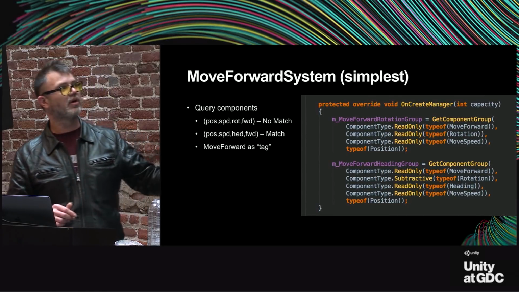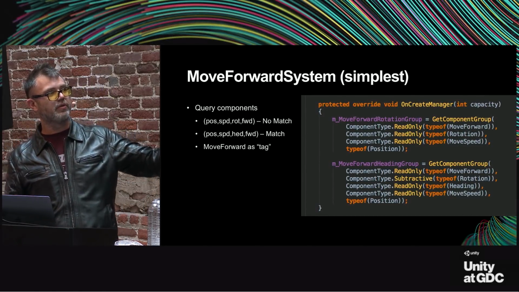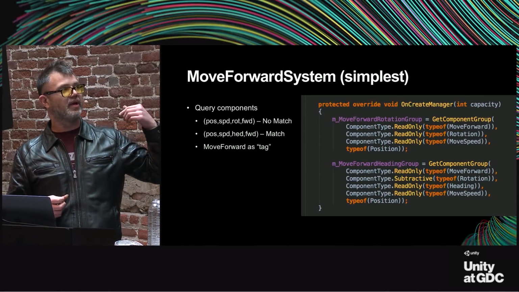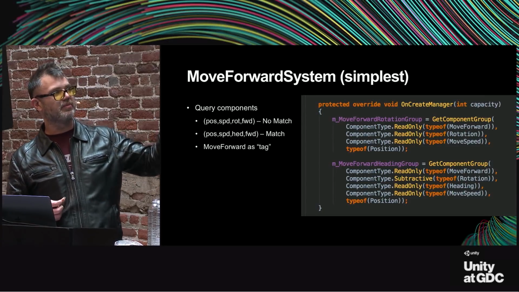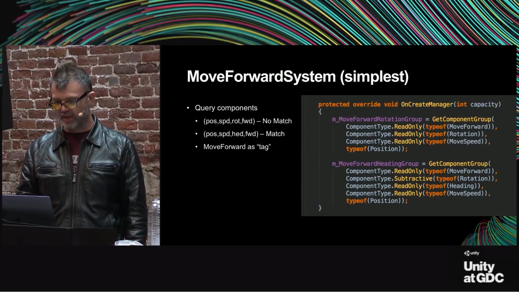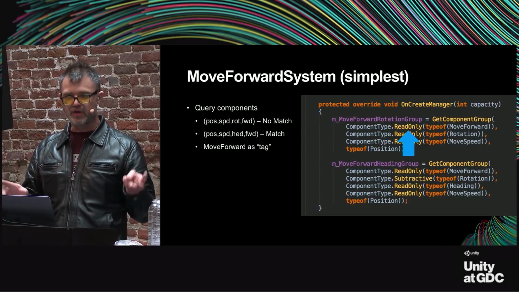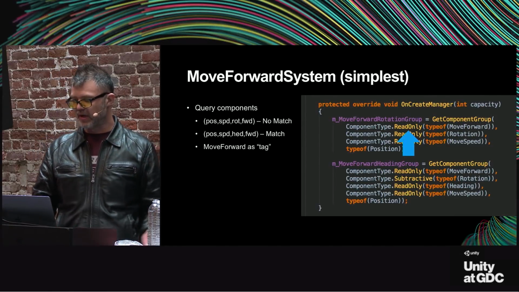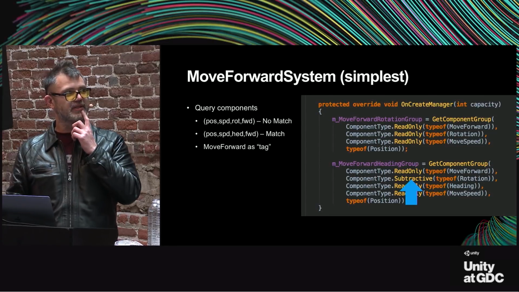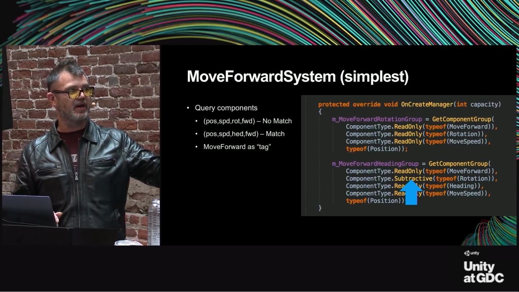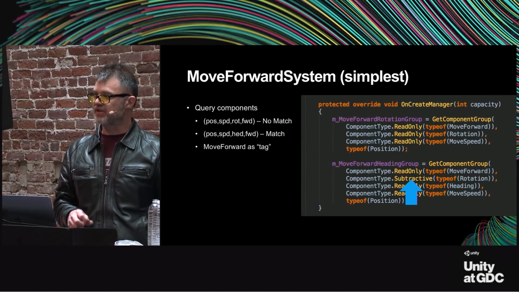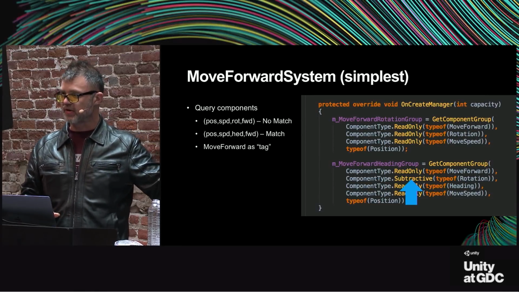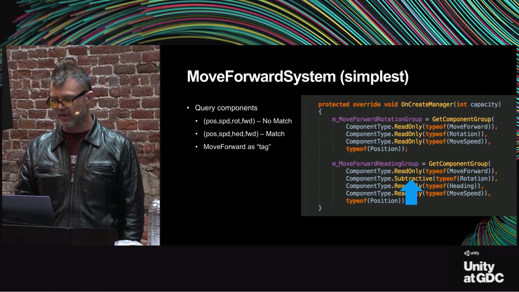Practically speaking, in terms of coding, it looks like this, right? These are our two queries. Query, in this case, you can consider the get component group call. And it's asking for move forward, rotation, move speed, position, as mentioned up there. So I'll notice the sort of declaring your permissions, right? I'm declaring that I'm only wanting to read this particular component. And here we also have the ability to state that I don't want this component. Like if it has a rotation component, even if it has a heading component, then I'm not interested in it in this particular query, right? So we can do subtractive queries as well.